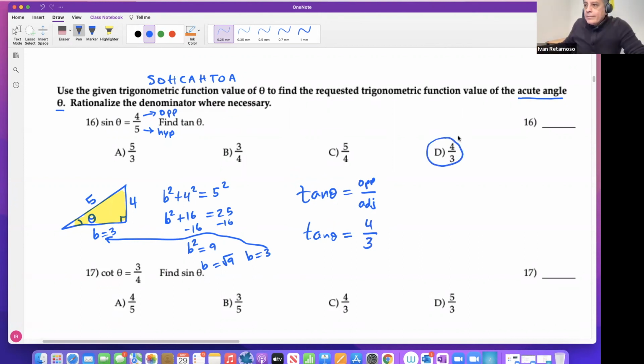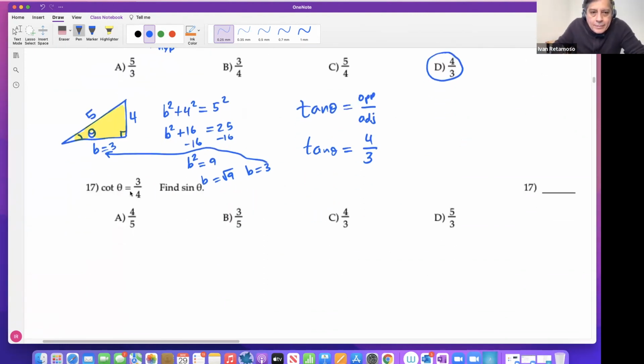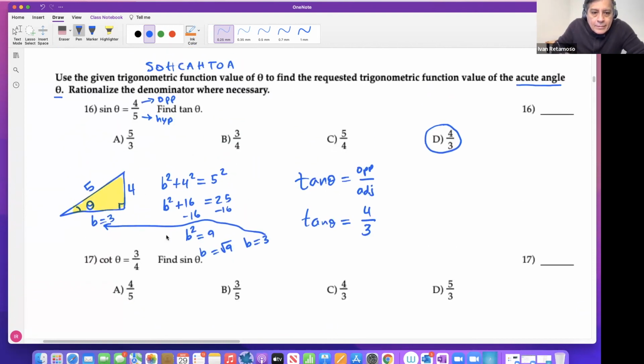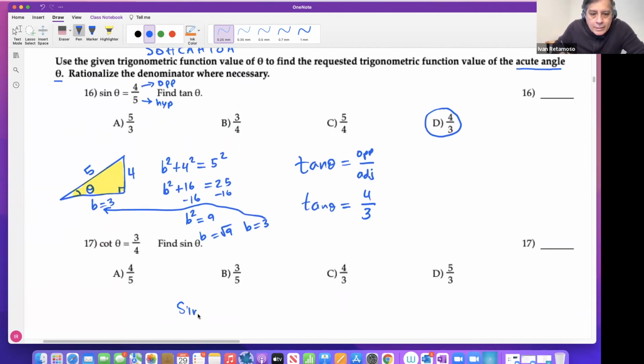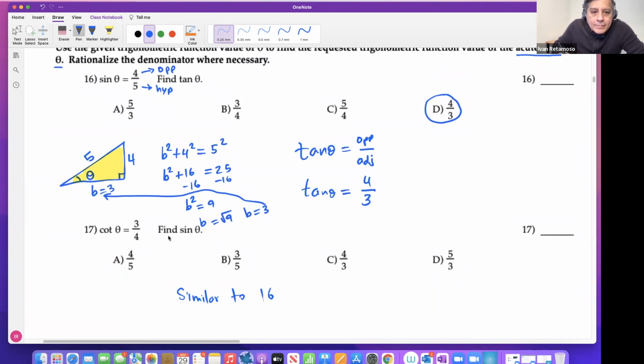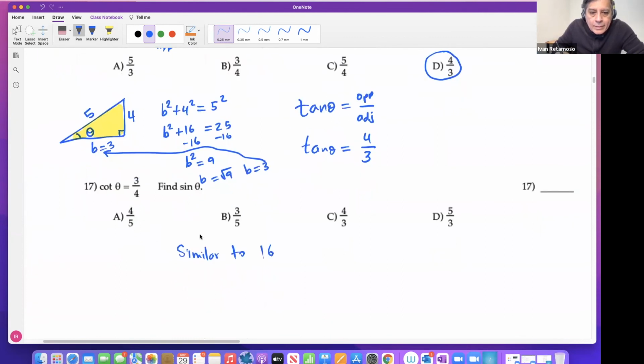4 over 3. This is it. Very good, guys. All right, so this one I think is similar. You can just follow this, right? Similar to 16. I'll write similar to 16. Okay. Instead of tangent, cotangent, right? Follow the same idea. Construct a triangle, work with it.